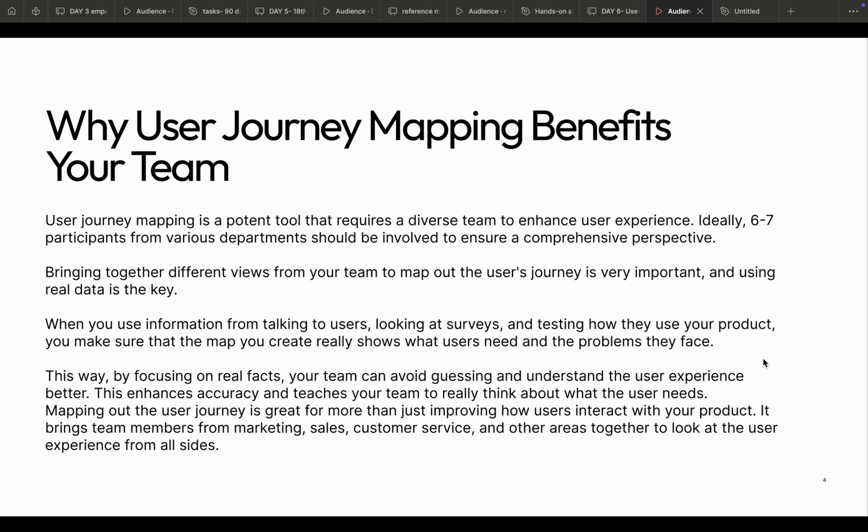So we have to keep the people on the same page. What we need to do is use the real data and then jot down the user journey map. Once we do that, we can get an idea of how the user's journey is going to be, and then we can also explain it to the other people.